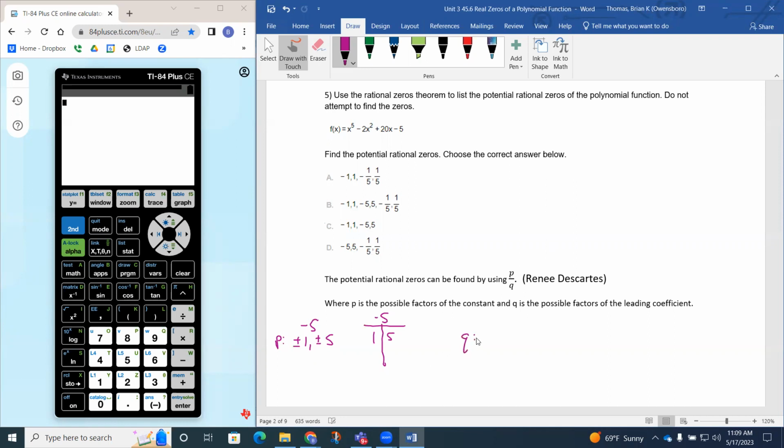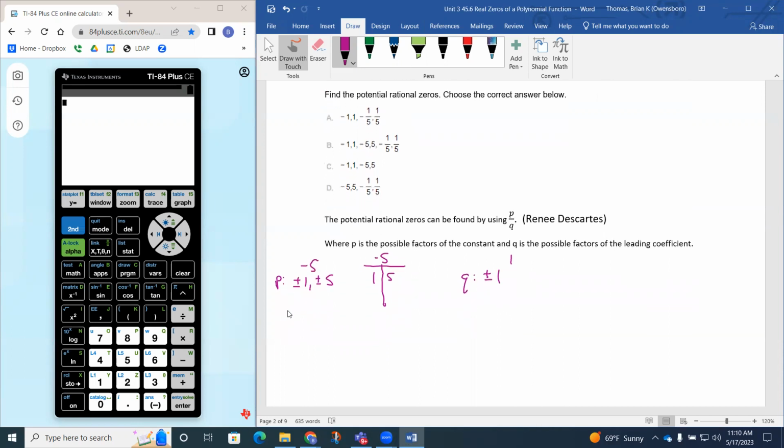The Q's are going to be the factors of the leading coefficient. Well, x to the 5th is the leading term, so 1 is the leading coefficient. So the factors of 1, again, notice that 1 has just one factor, itself. So we could have 1 times 1, or we could have had a -1 times a -1. So we use plus or minus 1 as our possible factors of 1.